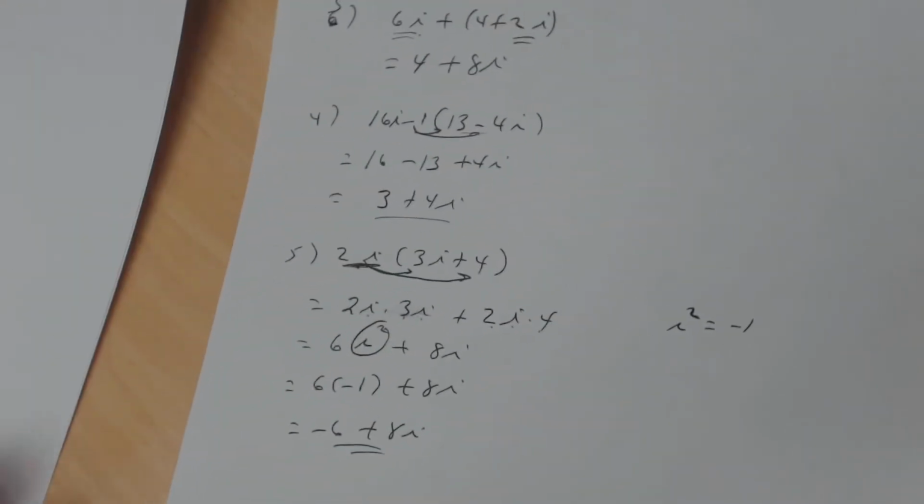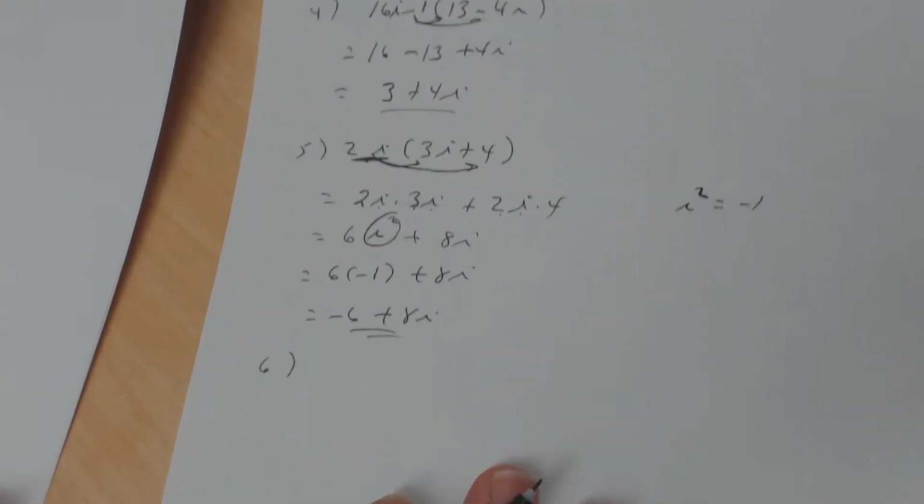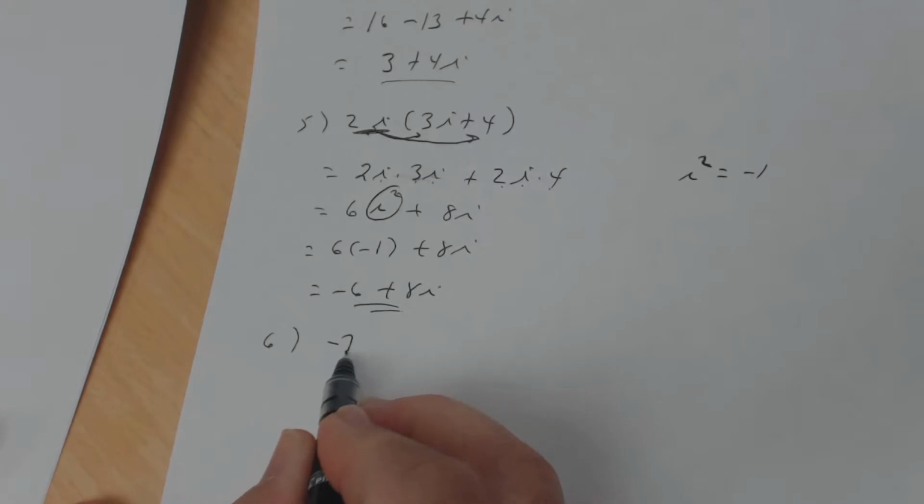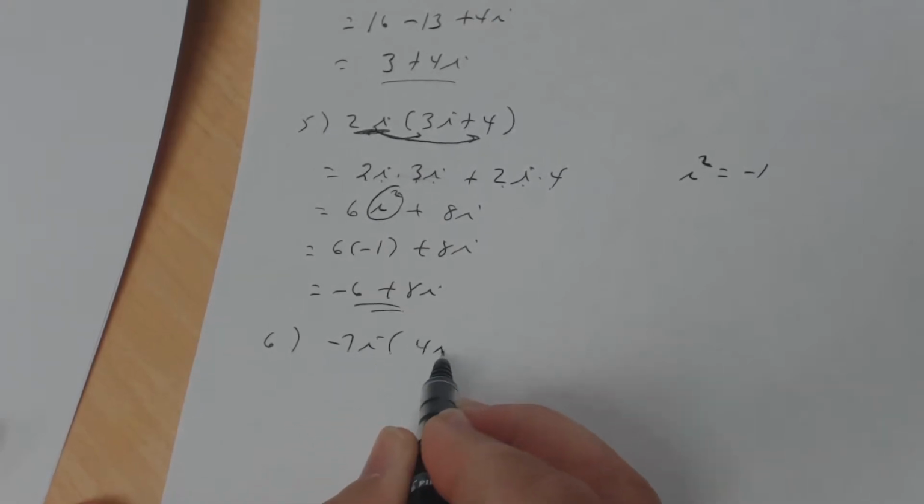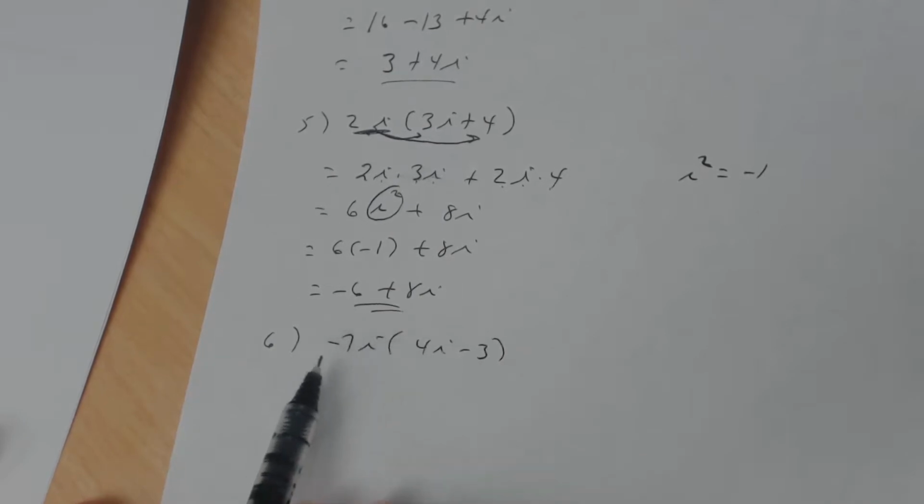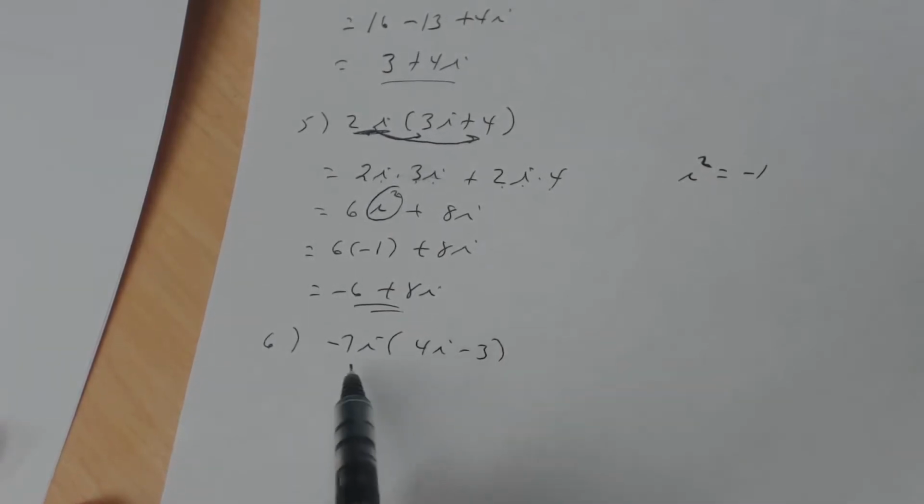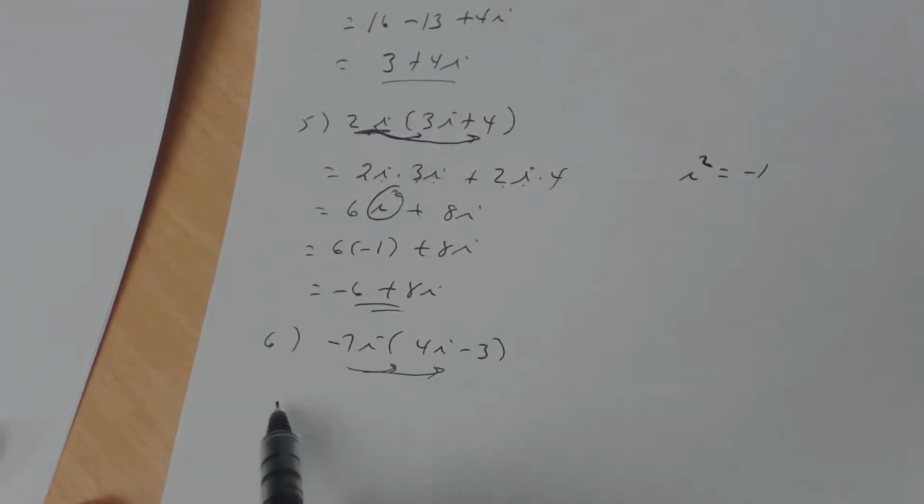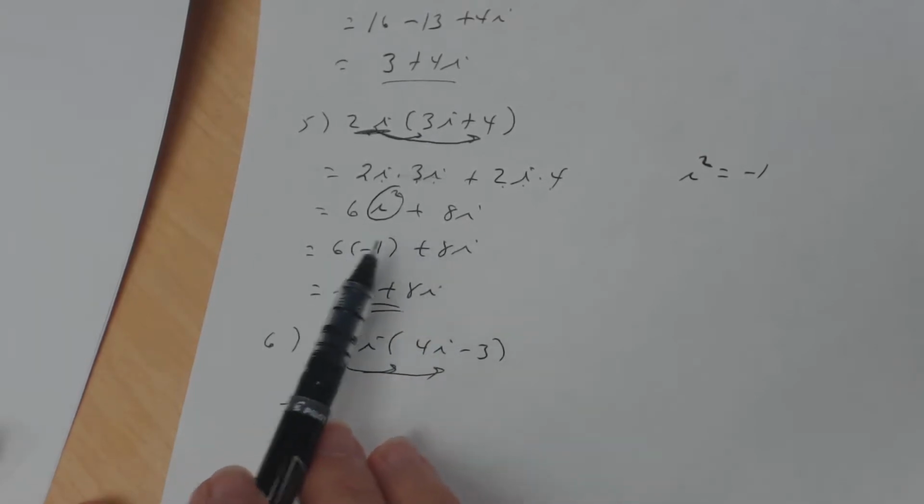Okay, number 6, you have negative 7i times 4i minus 3. So same idea as this one. You're multiplying a monomial times a binomial, so you can use the distributive property. Okay, so it's a good idea to write in these steps though.